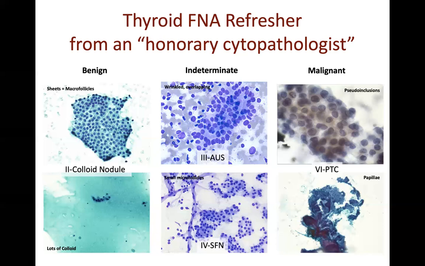Because I mean, the architecture, right? The architecture is important, but we know that hyperplastic nodules can have papillae. We know that papillary carcinomas can grow in lots of follicles. So it's almost even the architecture that's less crucial, but so it's really, really those nuclei.